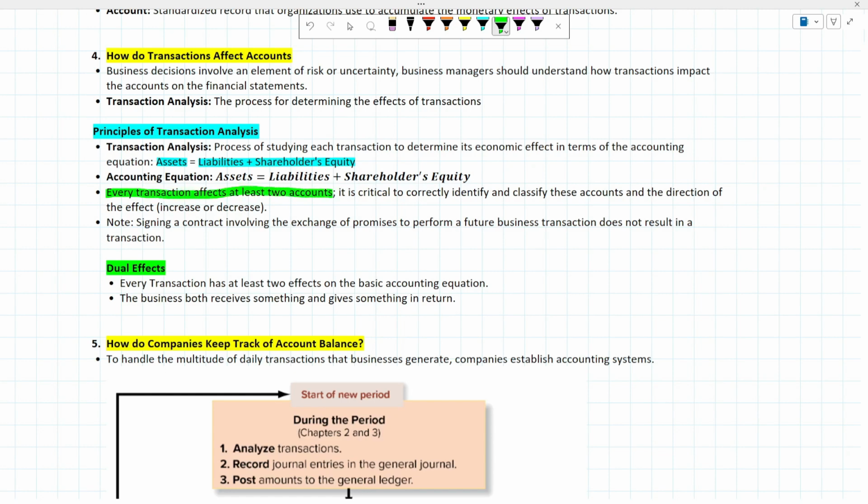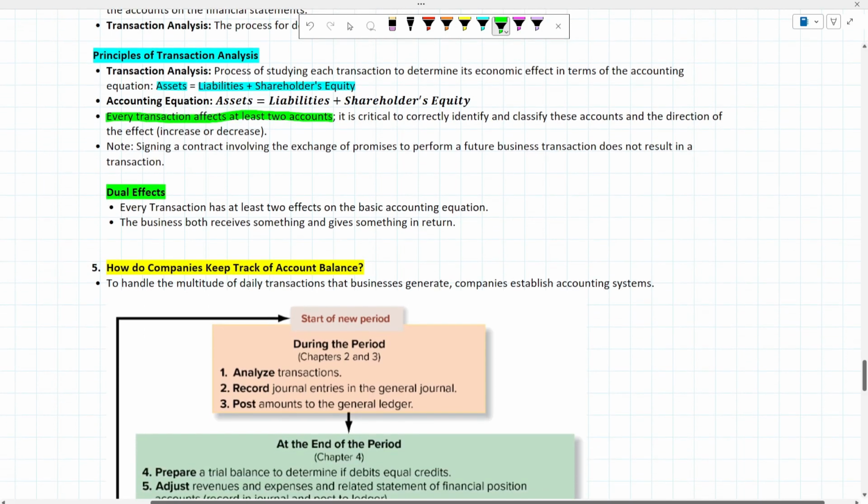It is critical to correctly identify and classify these accounts and the direction of the effect, an increase or decrease in those accounts. Note, signing a contract involving the exchange of promises to perform a future business transaction does not result in a transaction.